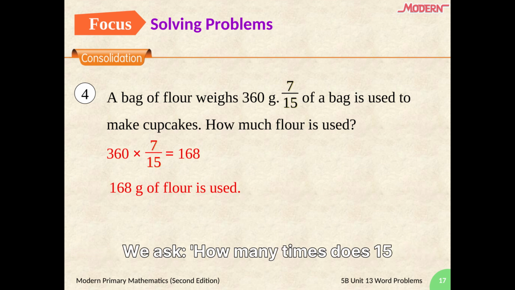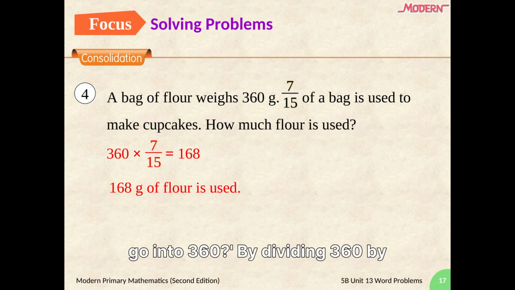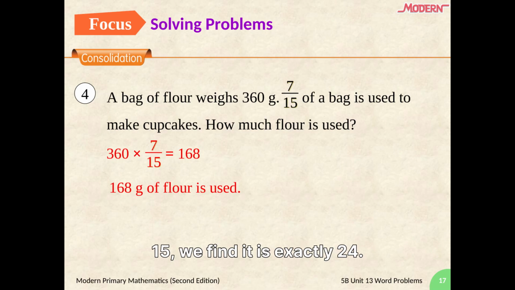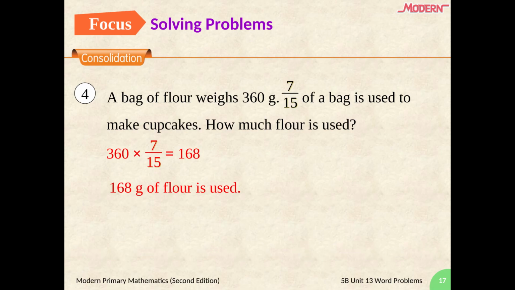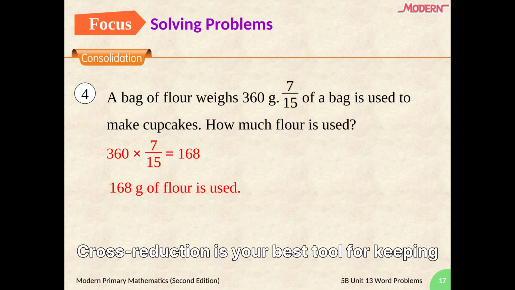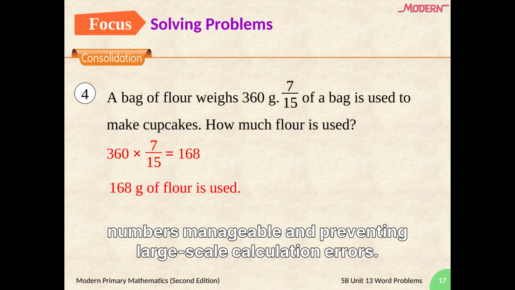We ask, how many times does 15 go into 360? By dividing 360 by 15, we find it is exactly 24. Now, our problem simplifies significantly to just 24 times 7. This equals 168 grams. Cross reduction is your best tool for keeping numbers manageable and preventing large-scale calculation errors.